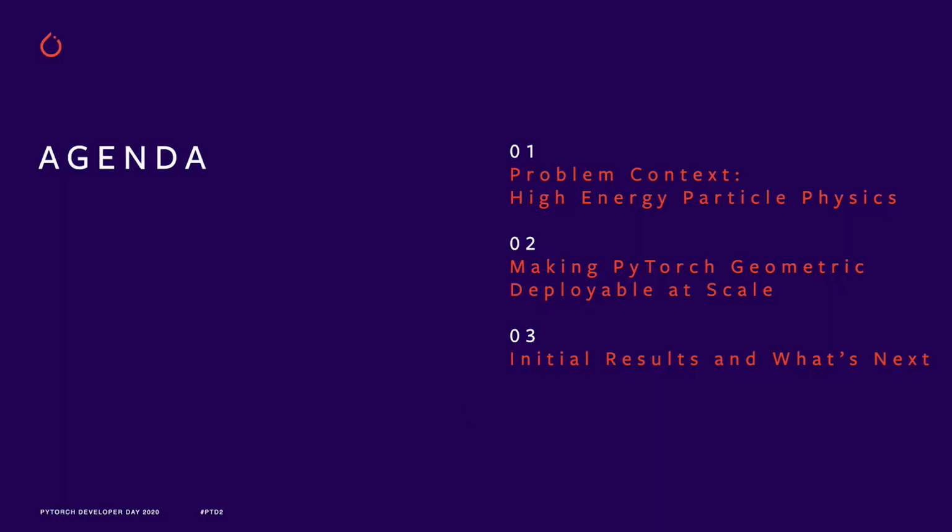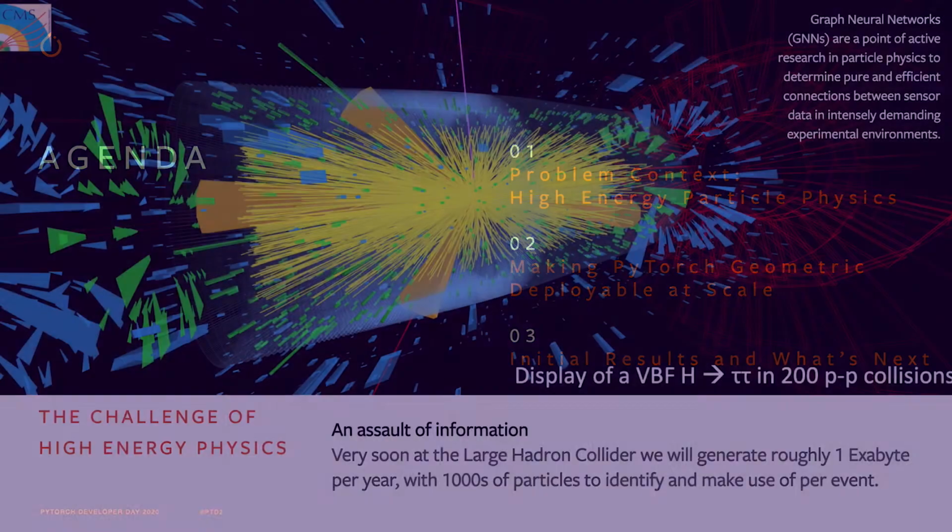To frame the discussion about this, I'll first start with my field of research, which is high-energy particle physics, and give the problem context so we know why we're going after this and why we needed graph convolutional operators in the JIT. Then next, we'll talk about how we did it and how we make it deployable at scale. And then finally, we'll talk about some initial results and what's next for this project.